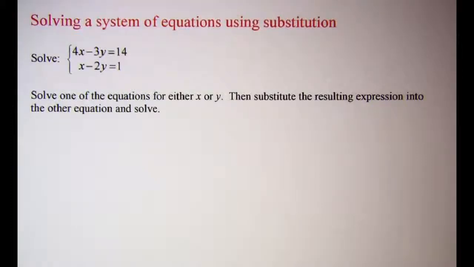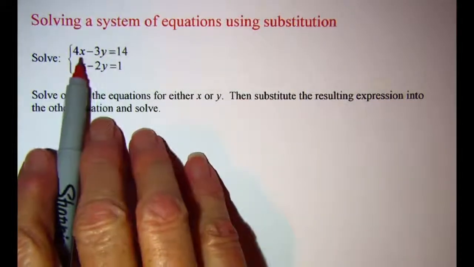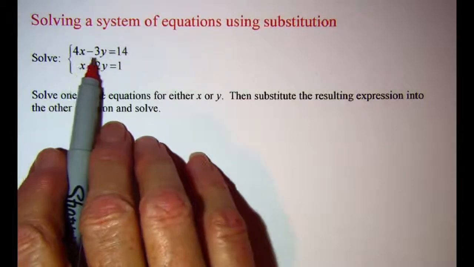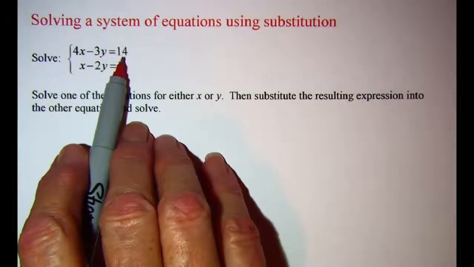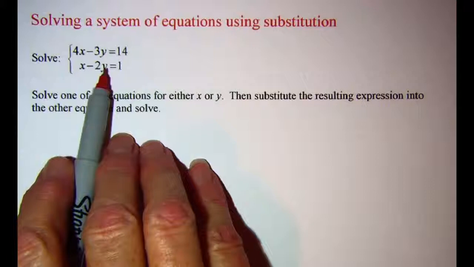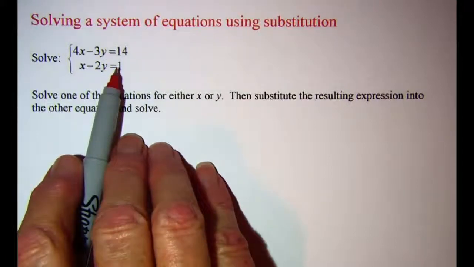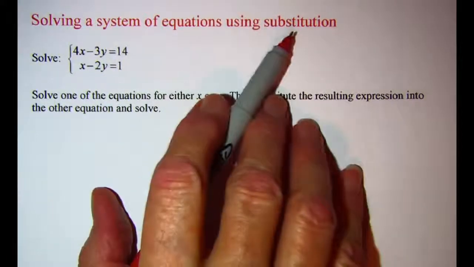In this video, we'll be solving systems of equations using substitution. The first example is to solve the system 4x minus 3y equals 14 and x minus 2y equals 1. We'll be solving using substitution.